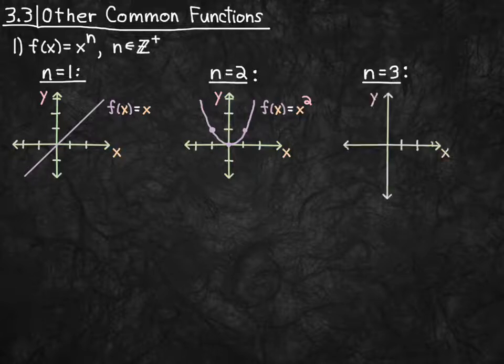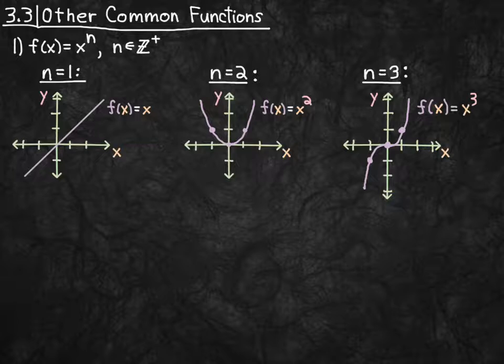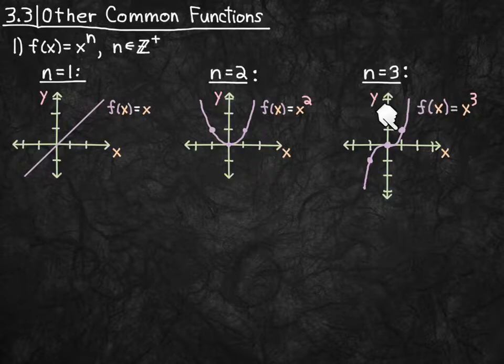For n equals 3, we get the cube function. And this kind of looks like a parabola with the left-hand side turned upside down instead of continuing up. It's not really the same shape. It's actually flatter in here than the parabola is and steeper over here than the parabola, but it has the same basic shape.